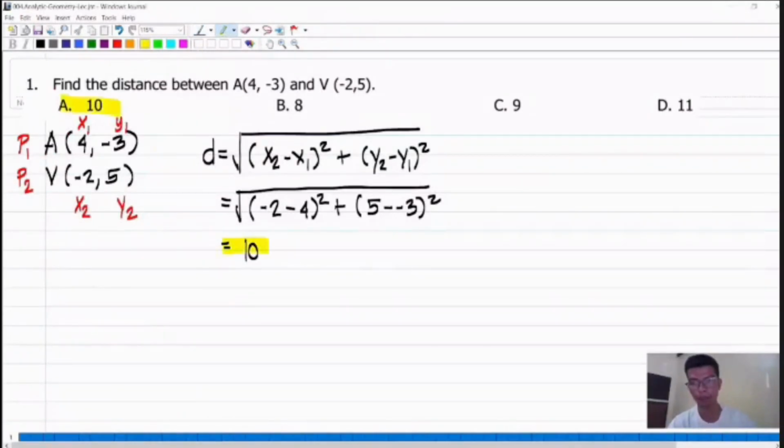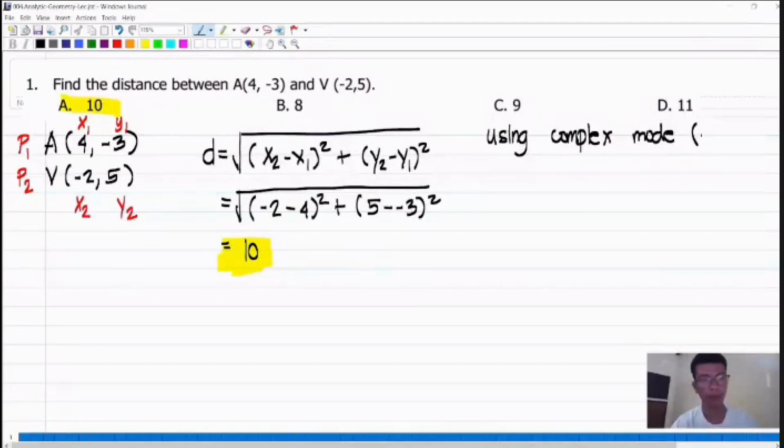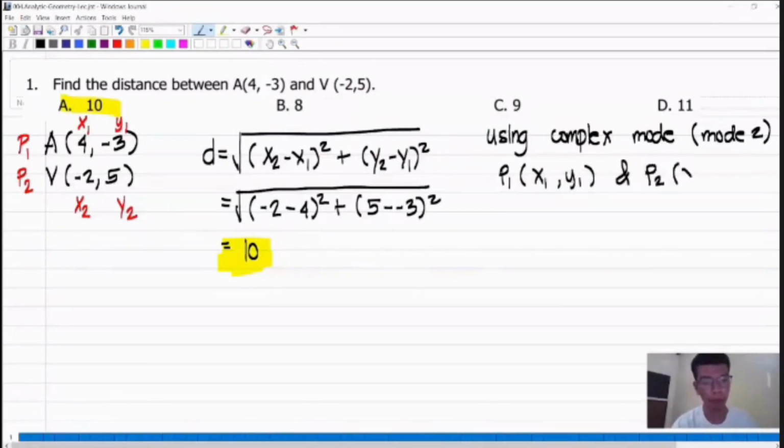So pwede pa tayong gumamit ng another solution in finding the distance between 2 points. And that is using complex mode sa ating calculator, or yung mode number 2. So kung meron tayong point number 1, so merong coordinates x sub 1 and y sub 1, and the other point number 2, x sub 2, y sub 2. So i-convert muna natin yan, or i-write muna natin yan into rectangular form.